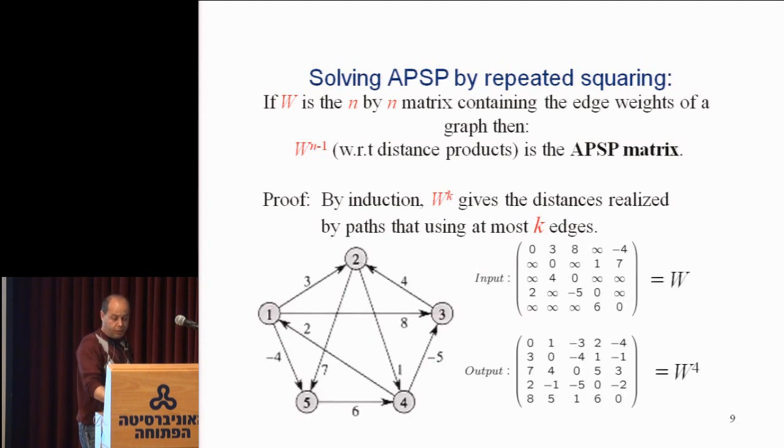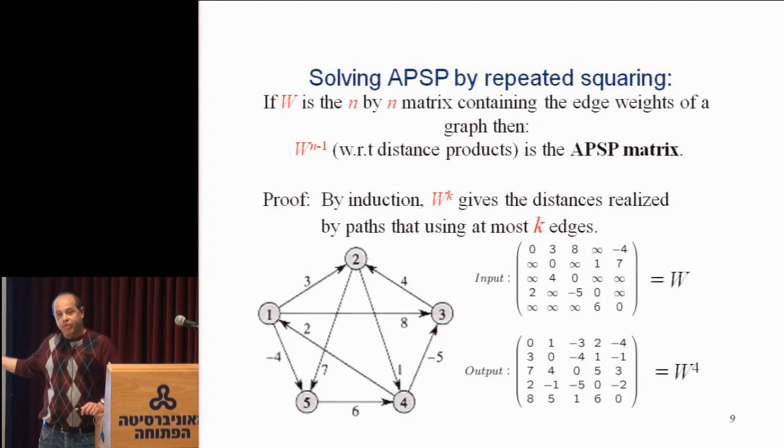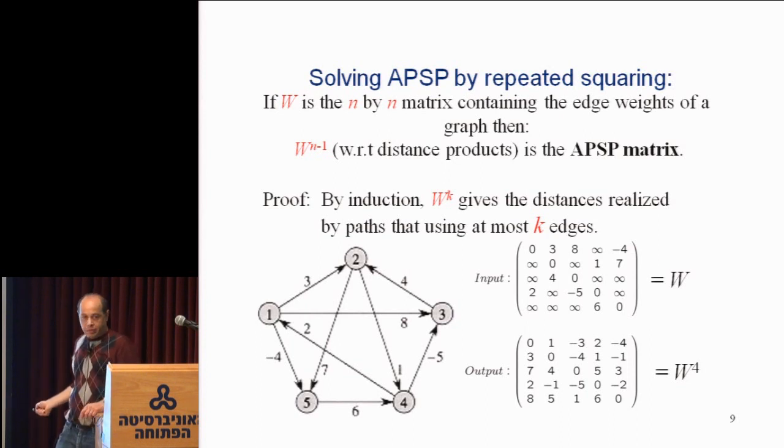So here's, again, the graph from the first slide in this talk. The matrix was W. We raise it to the power of 4. Why 4? Because the graph has 5 vertices. And this will be the all-pairs shortest path matrix of the graph.